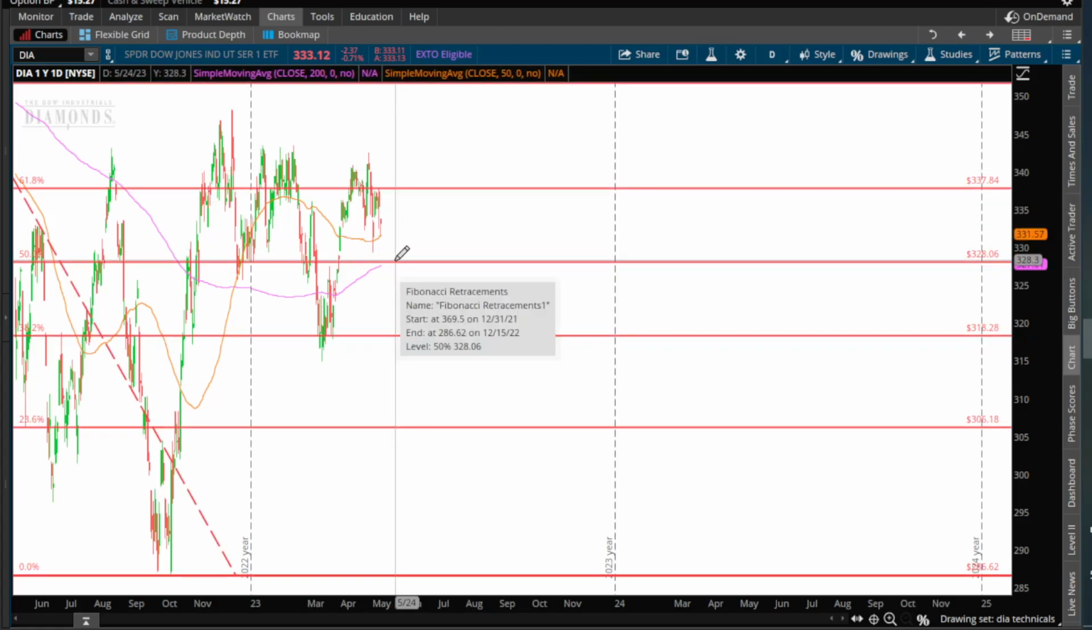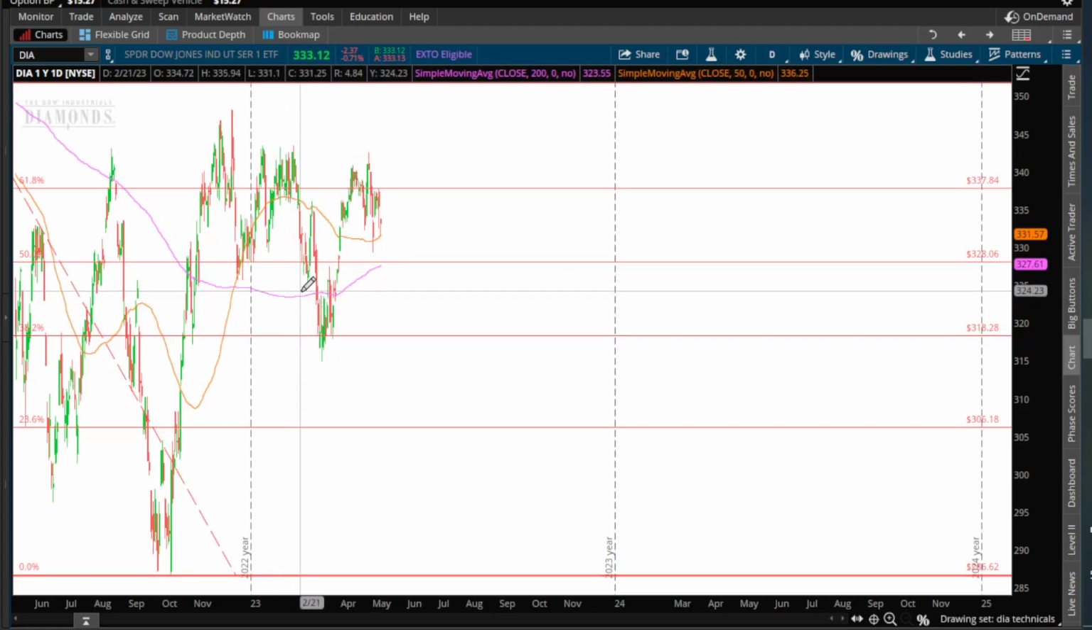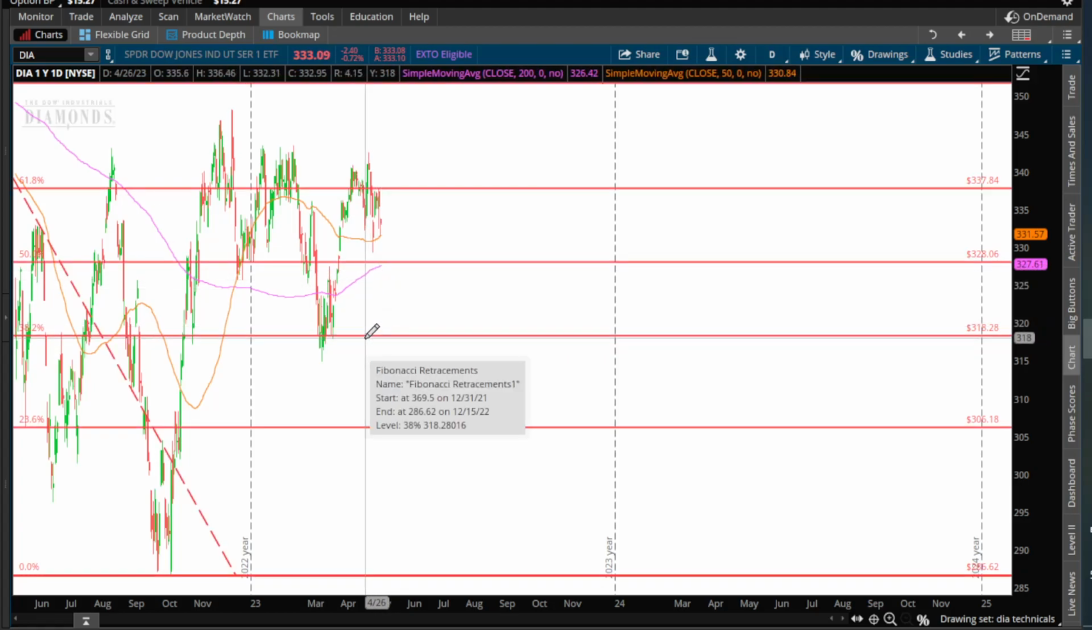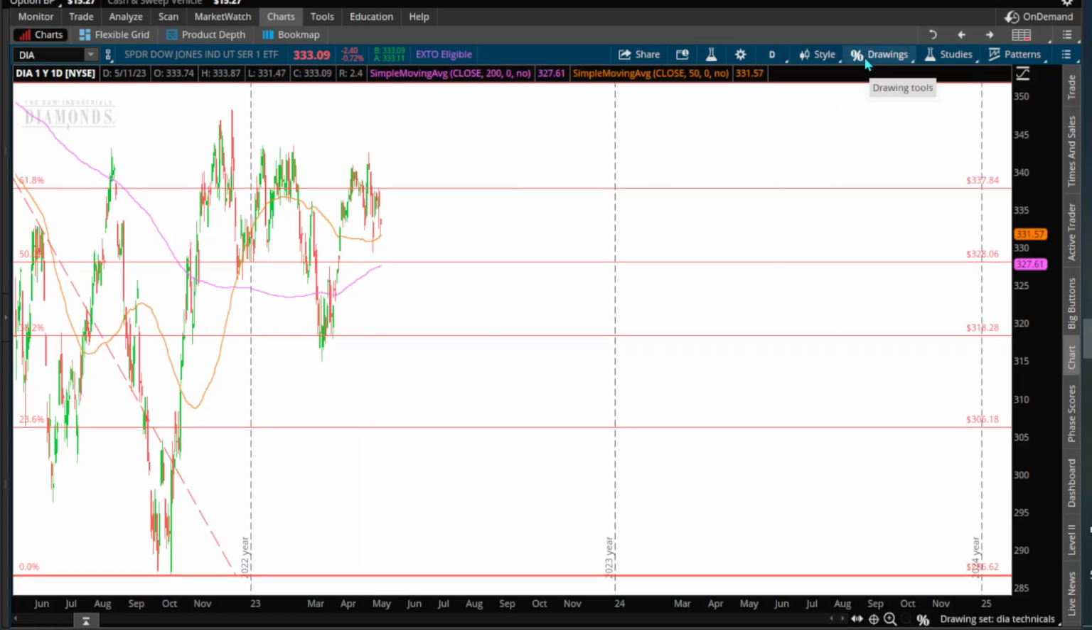Below that is going to be the 50% retracement level at 328.06. And then notice that that also lines up with that 200-day moving average. Now, even below that, we have the 38% fib retracement level at 318.28. So those are the important levels that you want to watch here.